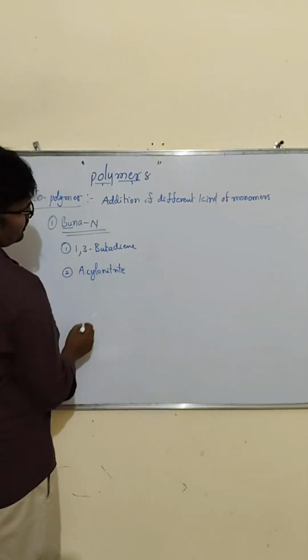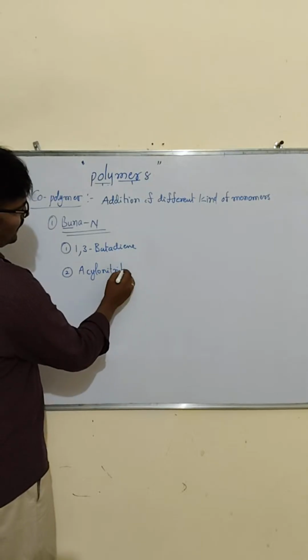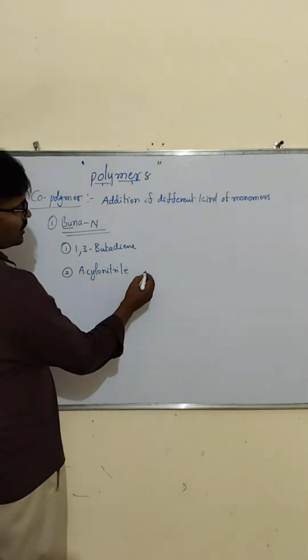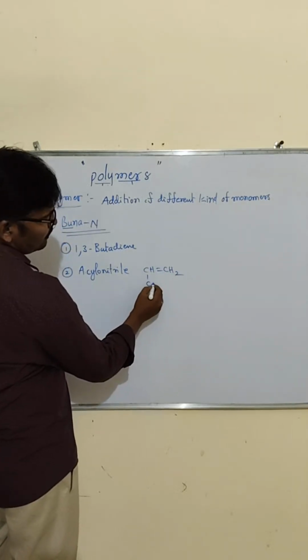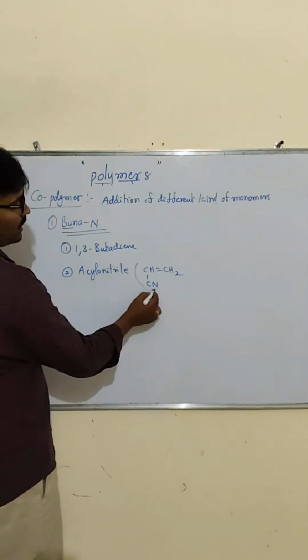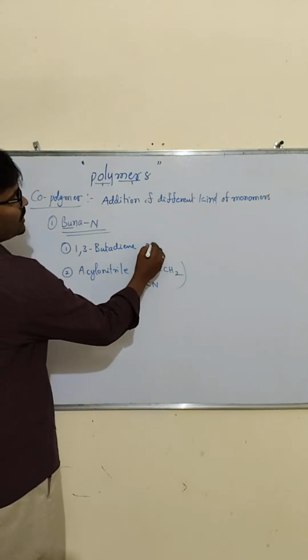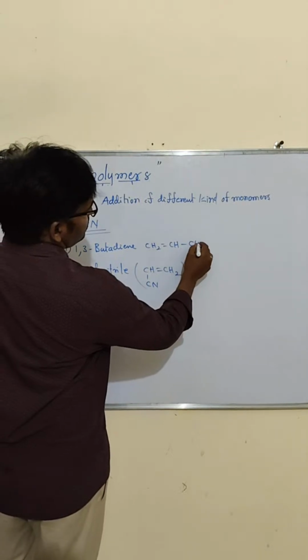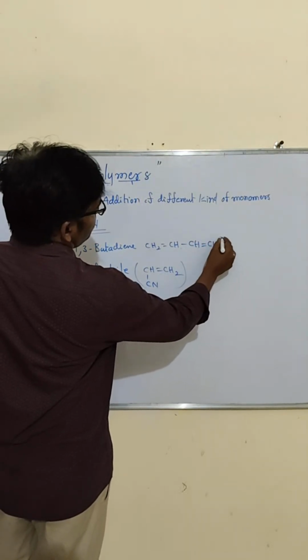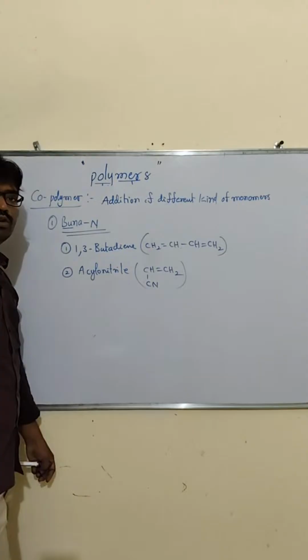Acrylonitrile. Nitrile. So what is the structure of nitrile? CH double bond CH2, then in the place of hydrogen CN: acrylonitrile. Then 1,3 butadiene: CH2 double bond CH, bond CH double bond CH2. This is what we call 1,3 butadiene.